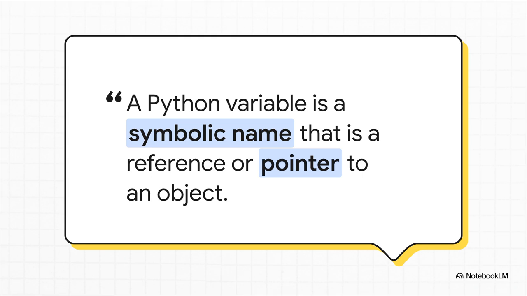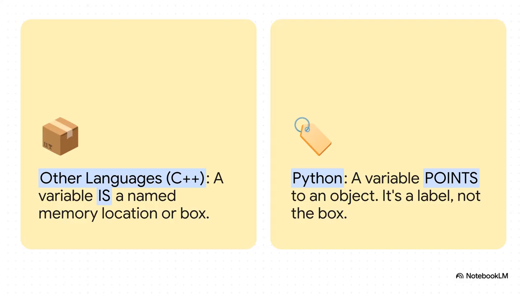In Python, a variable isn't the box itself. It's more like a sticky note or a label that you attach to the box. It's a reference, a pointer, that just points to where the real data is. And this is the key difference. In a language like C++, you can think of the variable as actually being the box in memory. But in Python, the variable is just a name, a label that points to the value, which lives somewhere else. It's a small change in thinking, but it has huge implications.